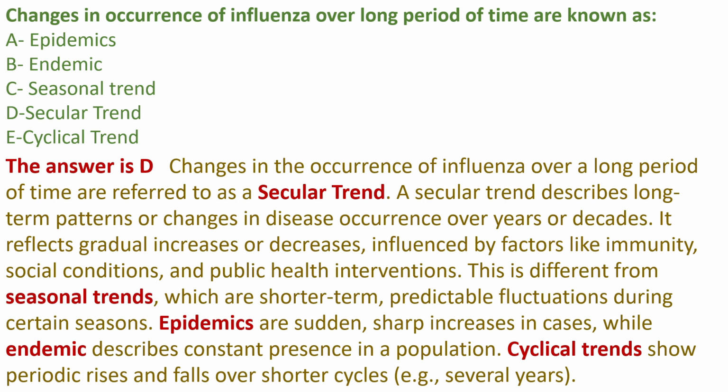This is different from seasonal trends, which are shorter-term, predictable fluctuations during certain seasons. Epidemics are sudden, sharp increases in cases, while endemic describes constant presence in a population. Cyclical trends show periodic rises and falls over shorter cycles, for example, several years.